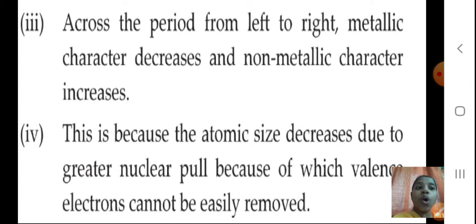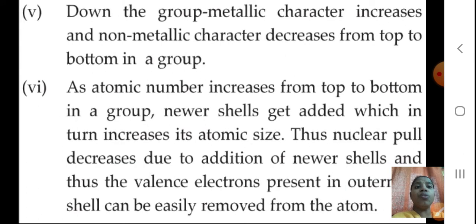This is because the atomic size decreases due to the greater nuclear pull, which we saw just now, because of which valence electrons cannot be removed easily. And if the valence electrons cannot be removed easily, will the metal show metallic character? No, it will not show. It will go on decreasing, because it will not give the electron. Down the group, metallic character increases, and non-metallic character decreases from top to bottom in a group.